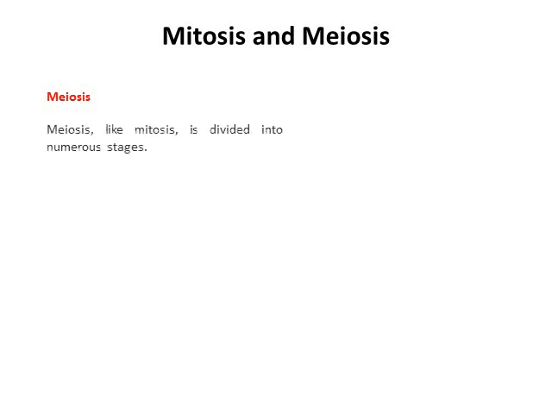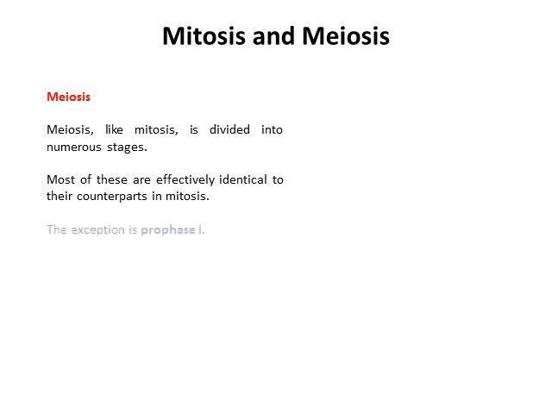So meiosis then, with regards to the actual stages of meiosis, like mitosis, it's divided into numerous stages. Most of these are exactly the same as mitosis. So once you've learnt mitosis, the good news is you already kind of know meiosis. So most of the stages are identical to mitosis, with the exception of prophase 1. So this is the additional bit that you need to learn and understand for meiotic divisions.